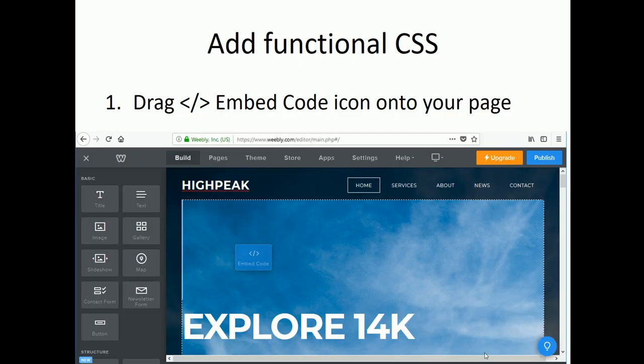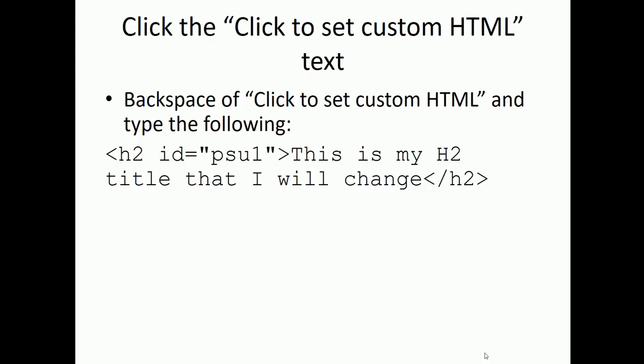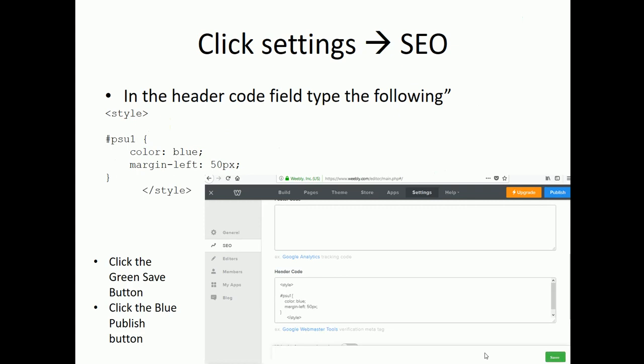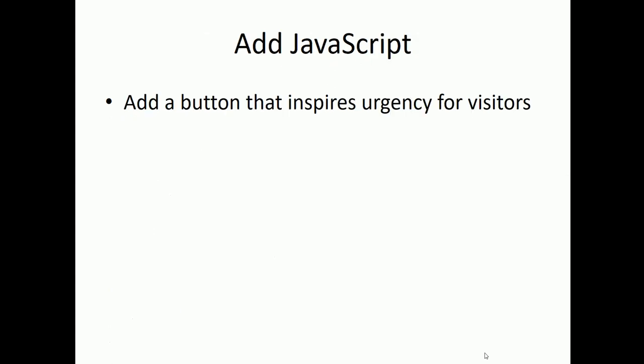We'll add some JavaScript. We're going to drag the embedded code button into our web page, and we will click the Set Custom HTML text box. We'll backspace over the text that's there, and we'll type in some text that has an H2 and a title, and an ID. We'll then go into our SEO, our settings menu pick, and we'll go into SEO. We'll put some CSS into that header, and then we'll click the green Save button and click the blue Publish button.